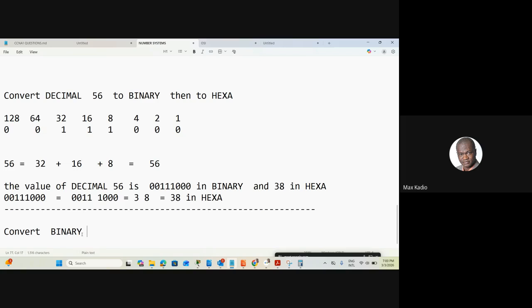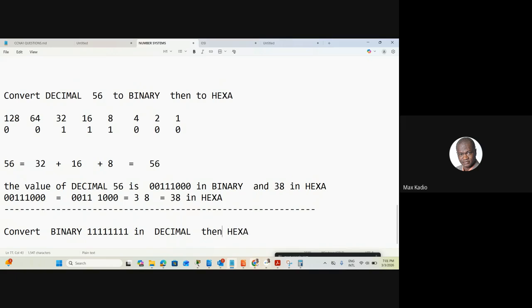Now, if you have binary 1 1, for example, convert this binary in decimal. But we'll do that many times later on. Then hexa. So this time you have a binary and you have to convert in decimal, then hexa.